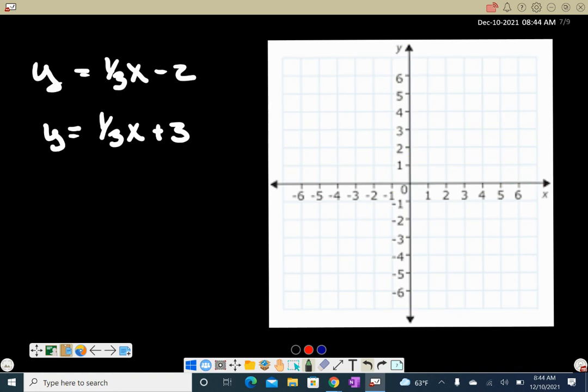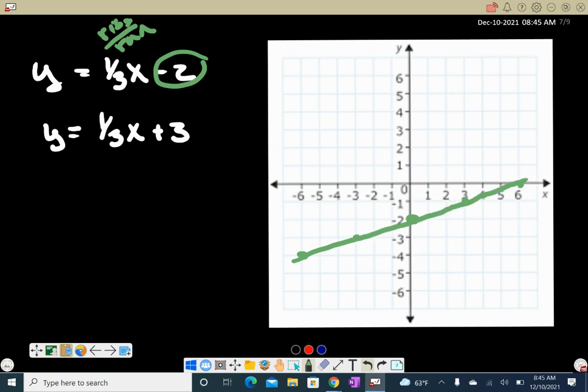All right, let's try one more of those. Y equals 1/3 x minus 2. Where am I going to start? On the y-axis at negative 2. After that, my rise over run, 1 over 3. Rise over run. Starting at negative 2. Up 1, right 3. Down 1, left 3.